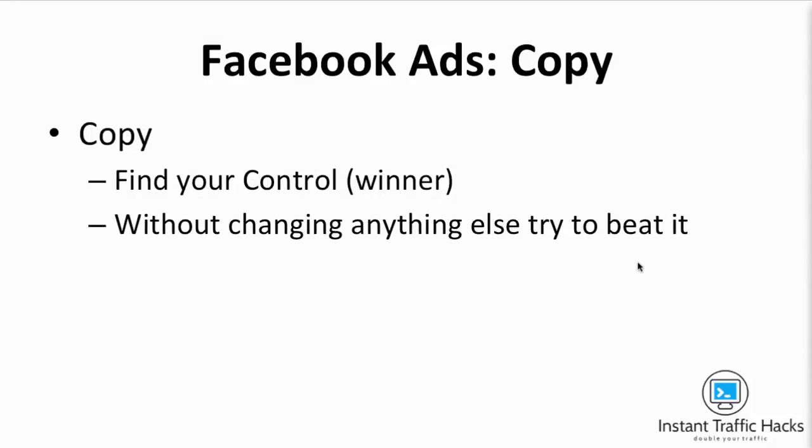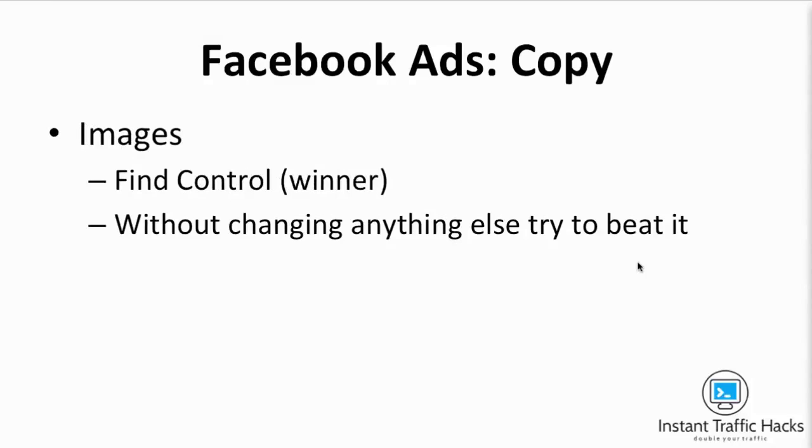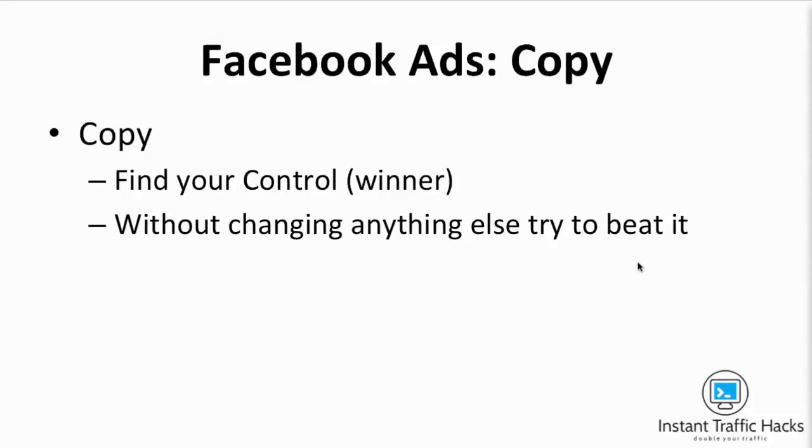For your copy, again, same thing. Find your control. So you found your control image, right? So you found your best image. So then start to focus on copy. So you've got that image, right? And don't change anything else. You're going to use that winning image, and then you're going to swap out the headlines and the copy.